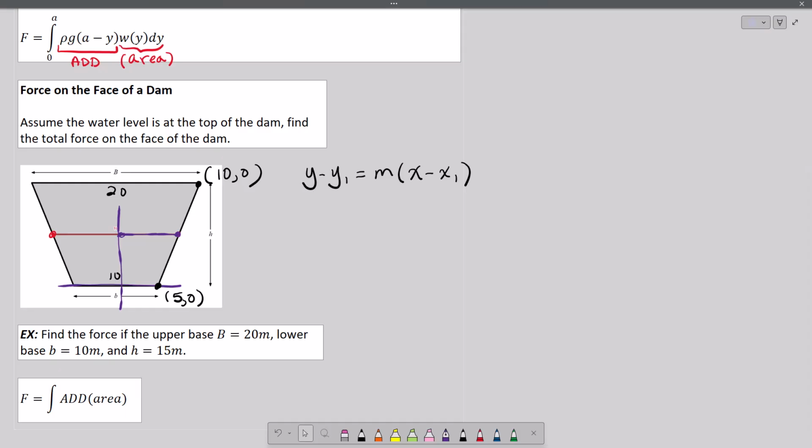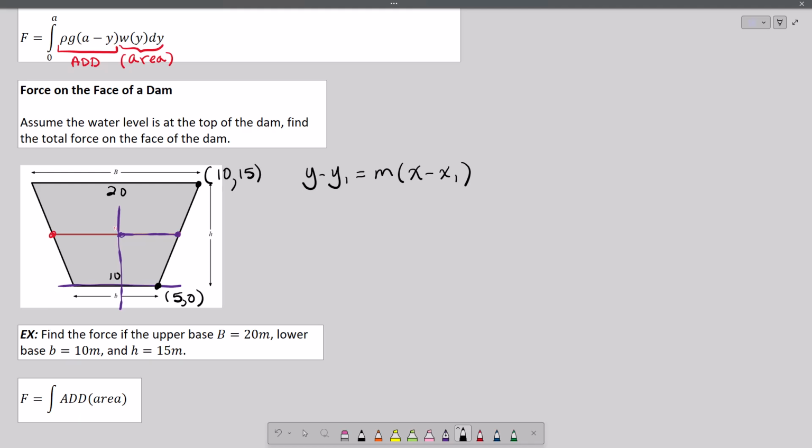Yeah? Would the top guy be 10, 15, or is it 10, 0? It is not 10, 0. Thank you. So they tell us that the height is 15. We would have seen real quick that the line here does not have slope of 0, because we would have done y minus y, and it would not have worked out.